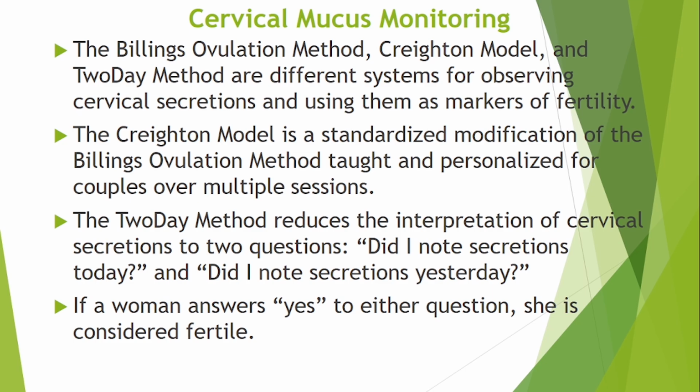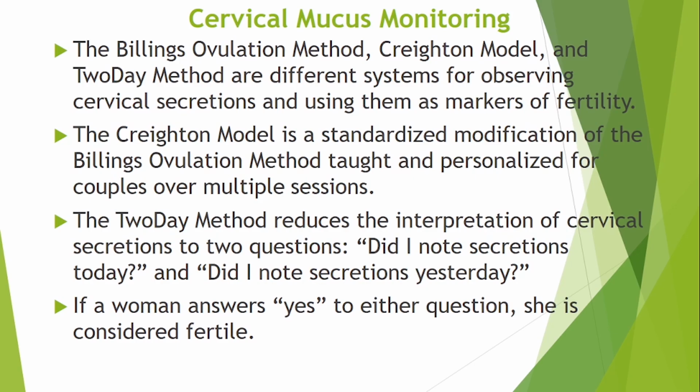The cervical mucus monitoring method, popularly called the Billings ovulation method, and also a modification of it, which is the Crichton model and 2-day method. They are all different systems for observing cervical secretions, and they can also be used as markers of fertility for those who are hoping to conceive. The Crichton model is a standardized modification of the Billings ovulation method that is taught and personalized for couples over multiple sessions. The 2-day method is an attempt to simplify this method.